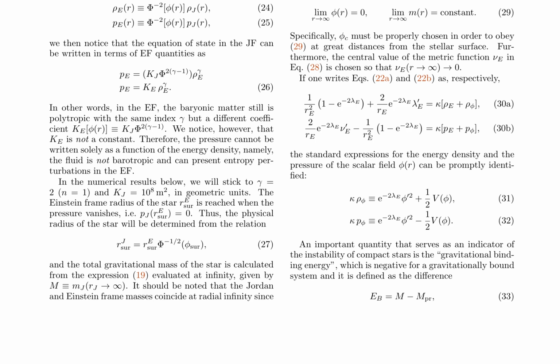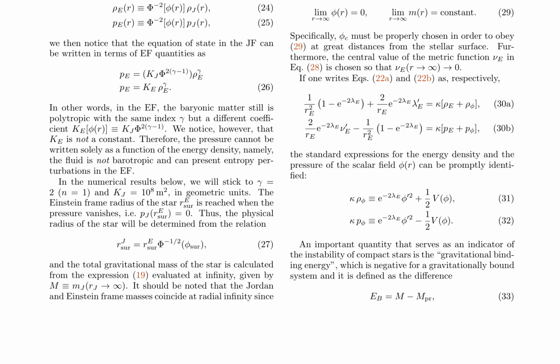The energy density and pressure of the scalar field are identified, expressed in terms of the scalar field and its derivatives. The gravitational binding energy, a measure of the stability of compact stars, is also defined. The numerical solution of the modified TOV equations involves integrating the equations from the center to the surface of the star. The physical radius and total gravitational mass of the star are calculated, with the polytropic index gamma and the coefficient K_J fixed to specific values.